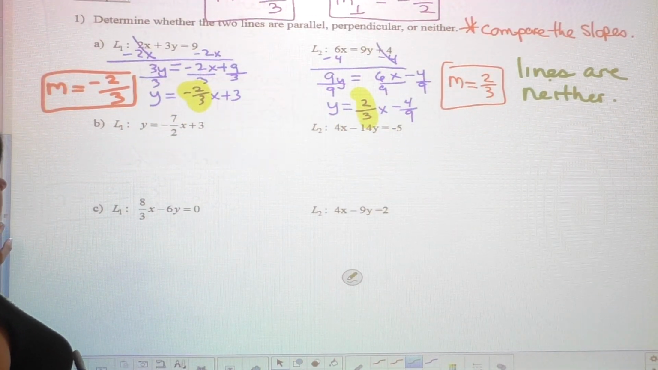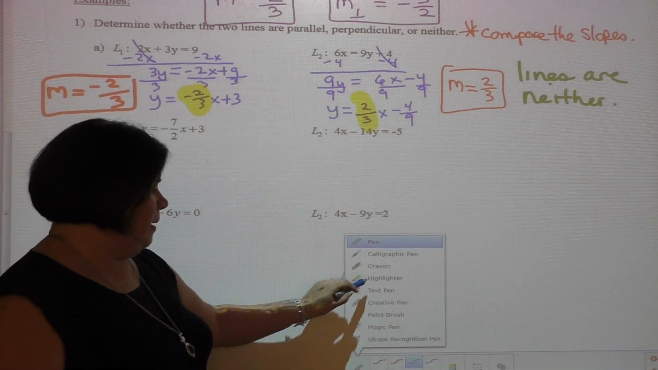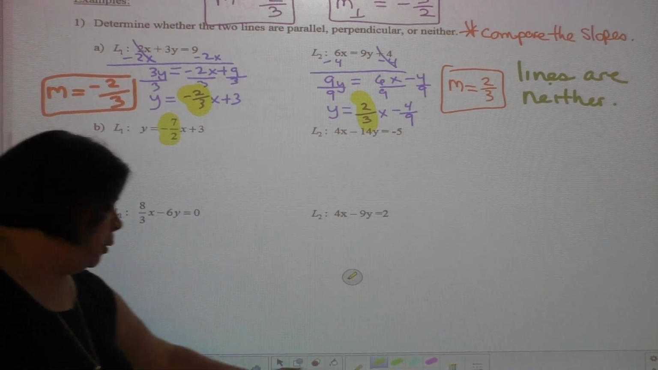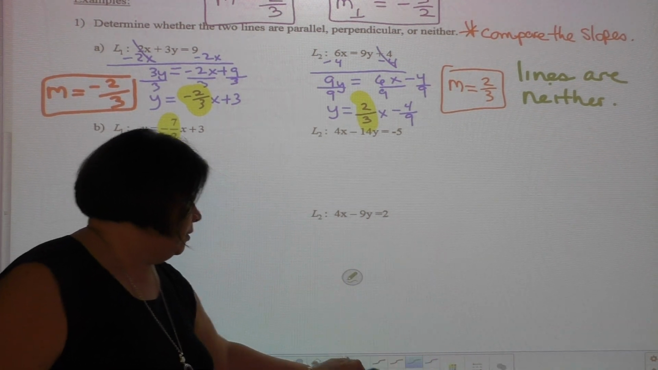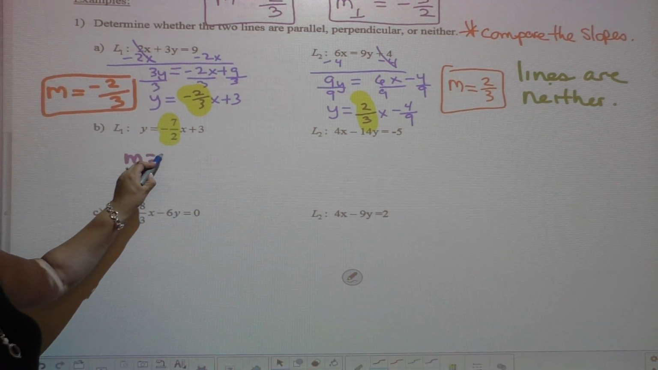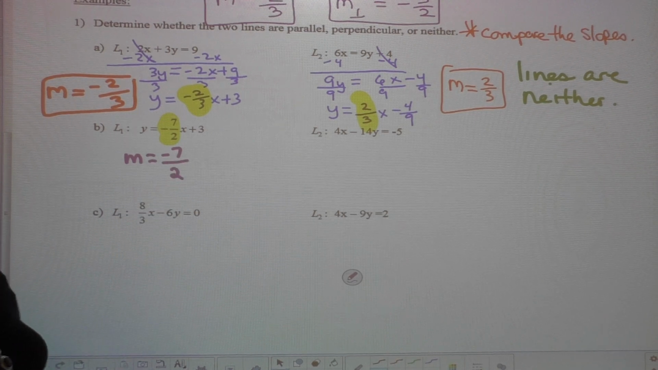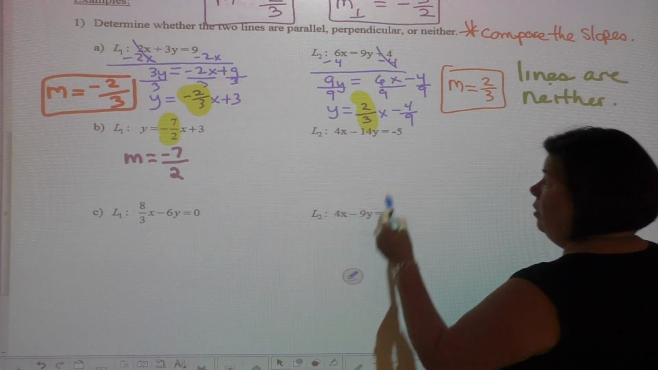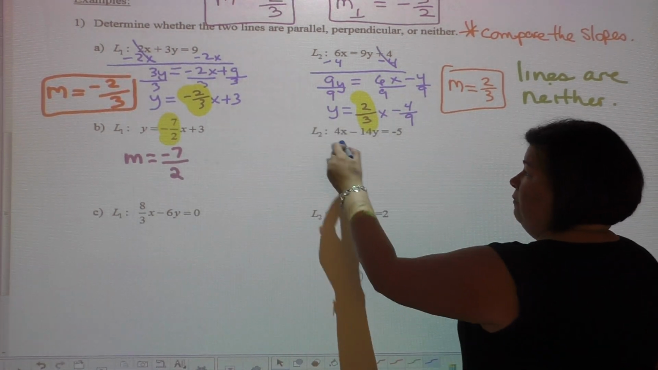All right, let's look at B now. What's nice about B here is that our slope is already identified because our line is already in slope-intercept form. So this slope is negative 7/2. There's really nothing to do there. However, with this one, we do have some minor work to do. We're going to go ahead and put that in slope-intercept form.